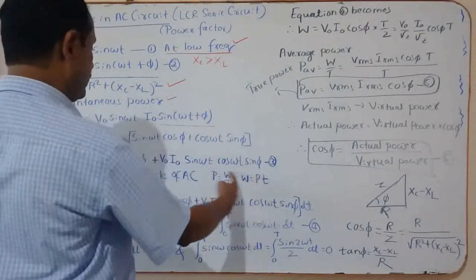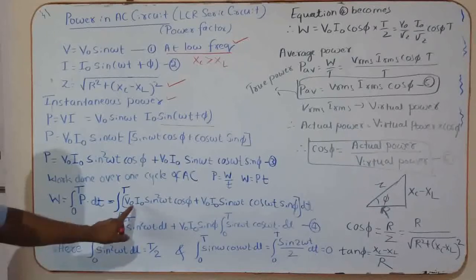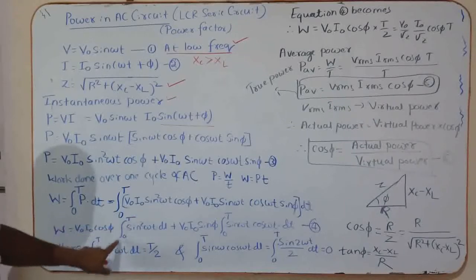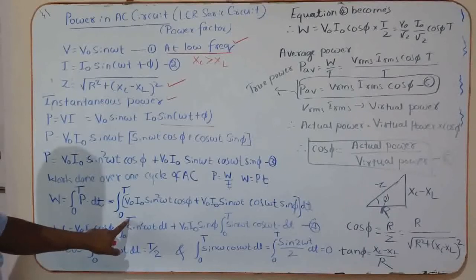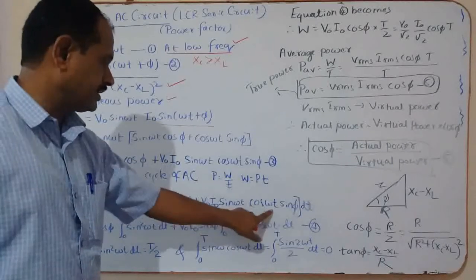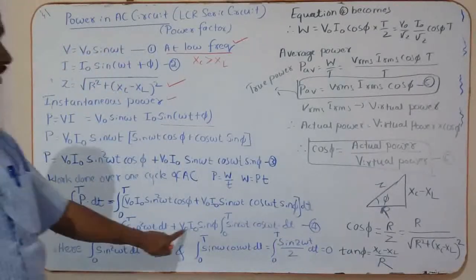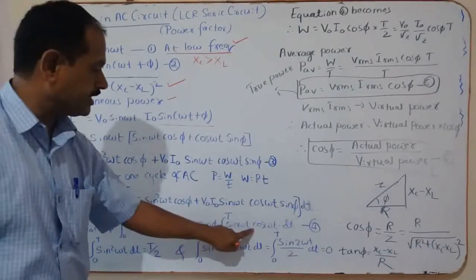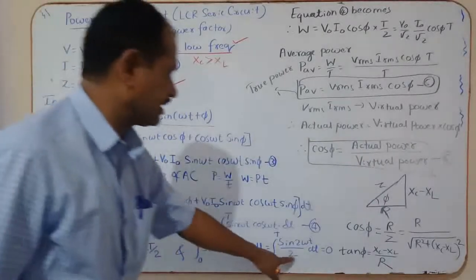Whatever you take here, at that point dt. W is equal to P0 I0 cos pi, taken outside, and the remaining integration over sin squared omega t dt under the limit 0 to T. Now P0 into I0 sin pi is taken outside, and the integration over sin omega t cos omega t dt. Equation number 4.